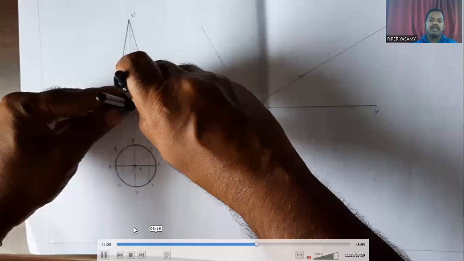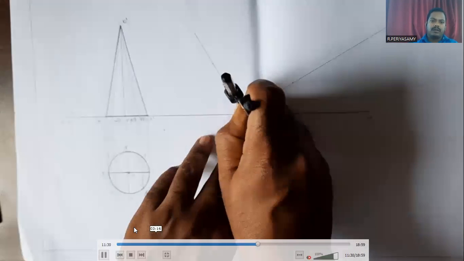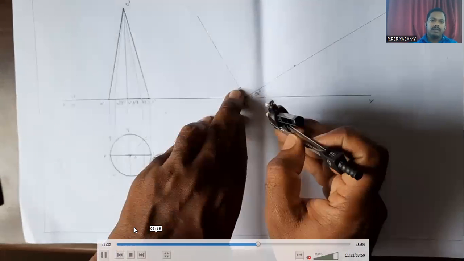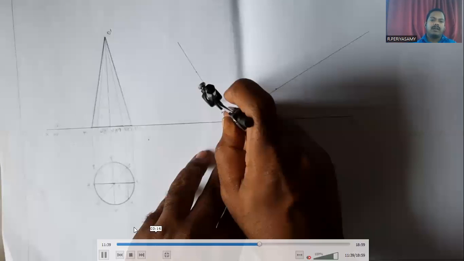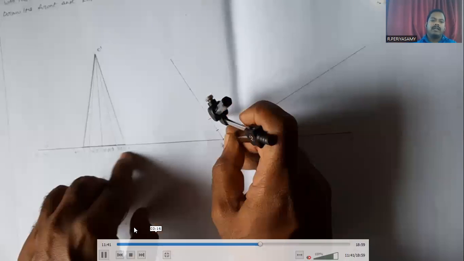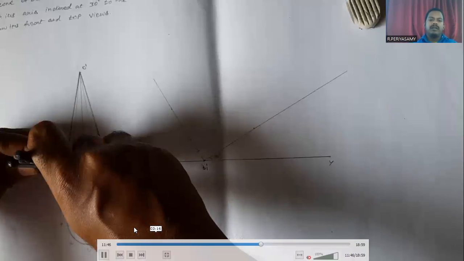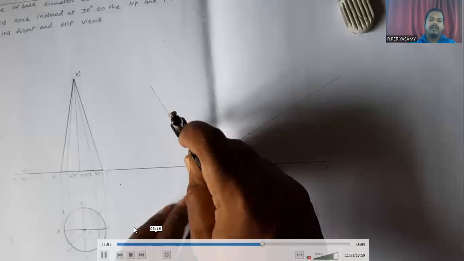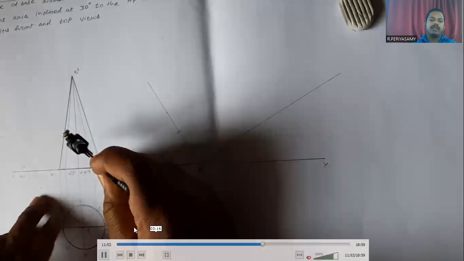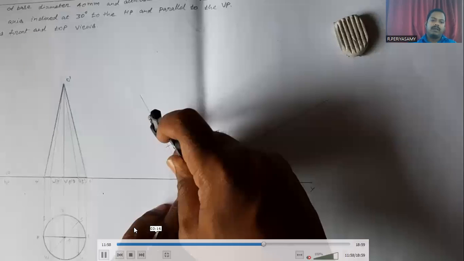Now we measure T dash to U dash, S dash, and mark here. Next we measure T dash to V dash, R dash. Keep the compass at T dash and mark R dash, V dash. Next we measure T dash to W dash, Q dash. We keep the compass at T dash and mark the arc on this line. That point is W1 dash, Q1 dash. Next we measure T dash to P dash and mark here P dash.